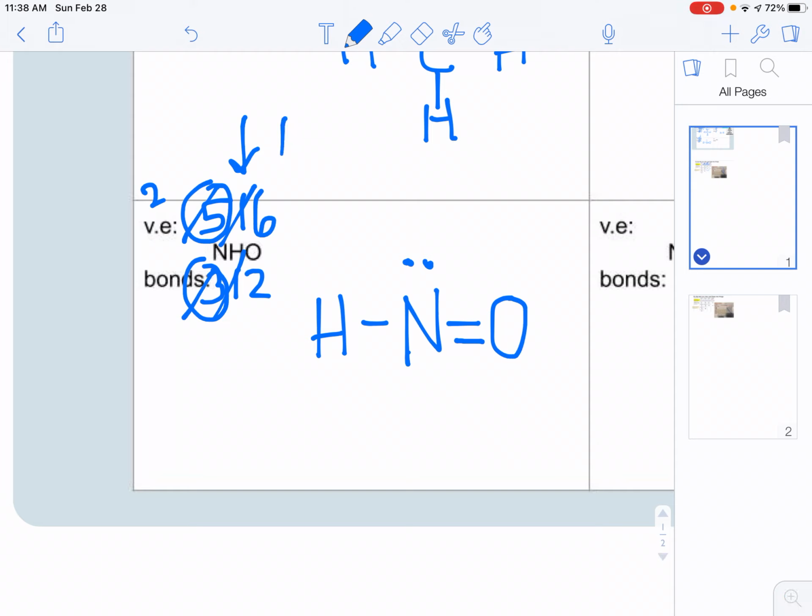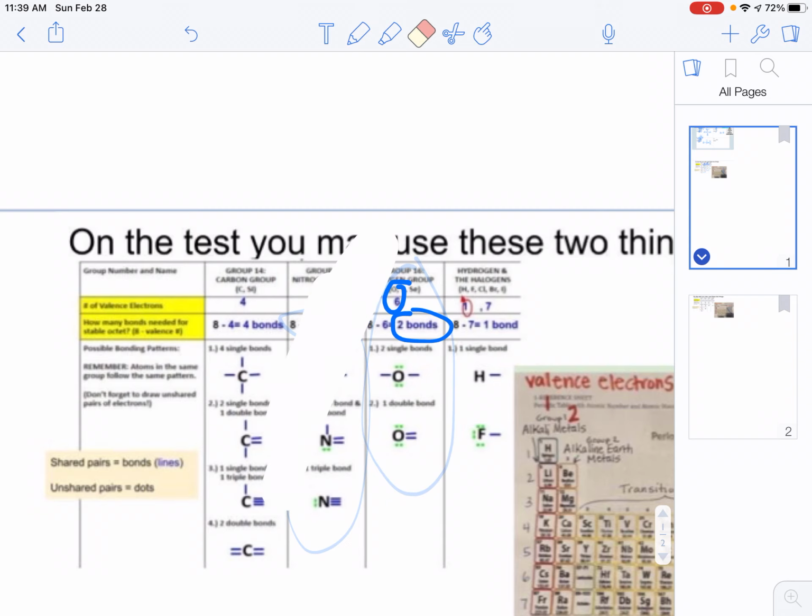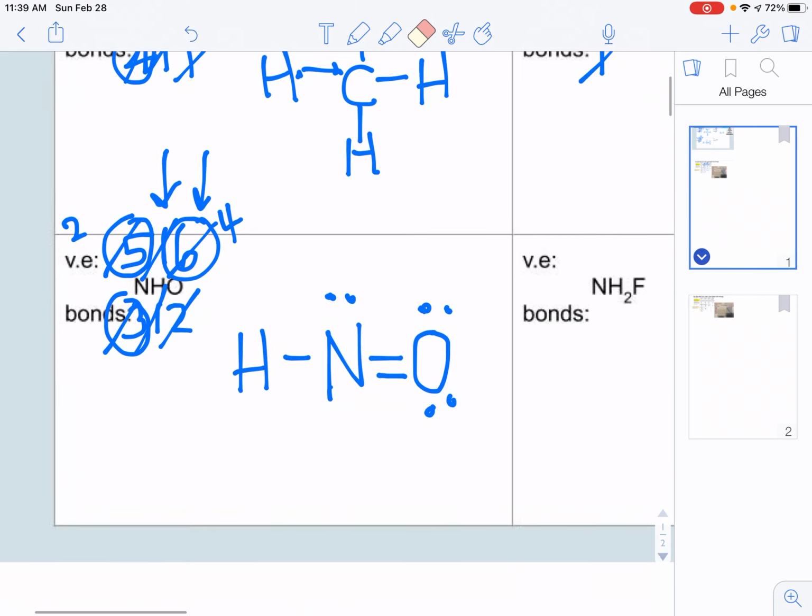And for oxygen, we have 6, and then we have only 2 in the bonds. 2 bonds means 2 electrons are being used by the oxygen there. And so when we subtract 6 minus 2, we know there's 4 dots or unshared electrons left over. The other way to do it is to look at your bond chart, and you see that in green, nitrogen always has 2 dots here, and oxygen always has 4 dots. Let's get rid of that for our next one. So that's it.